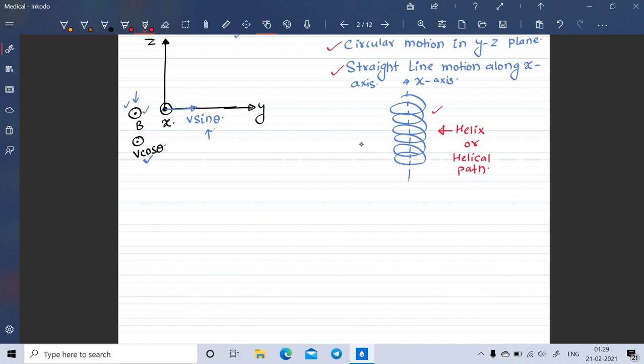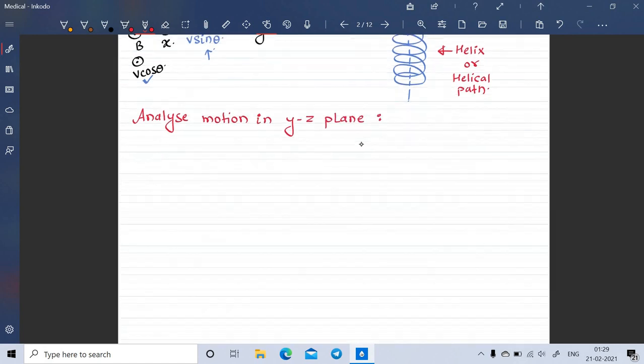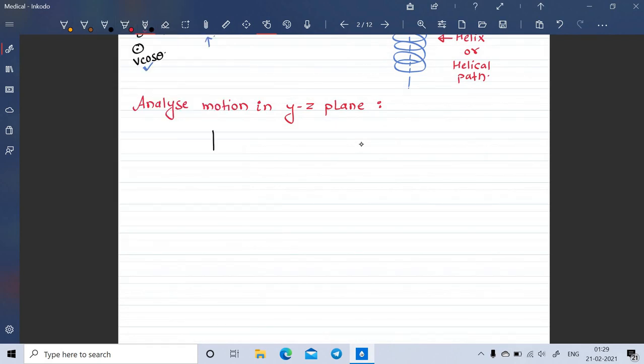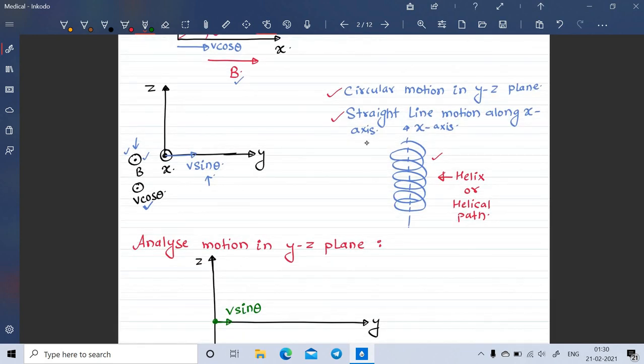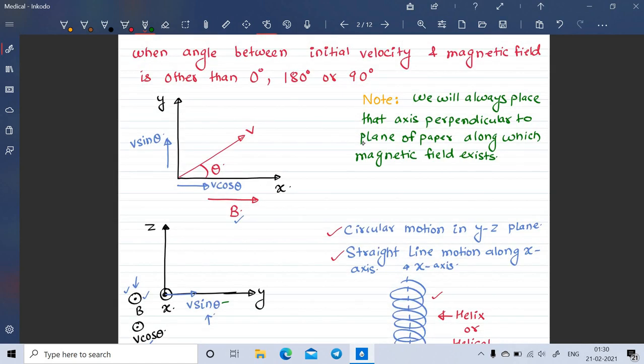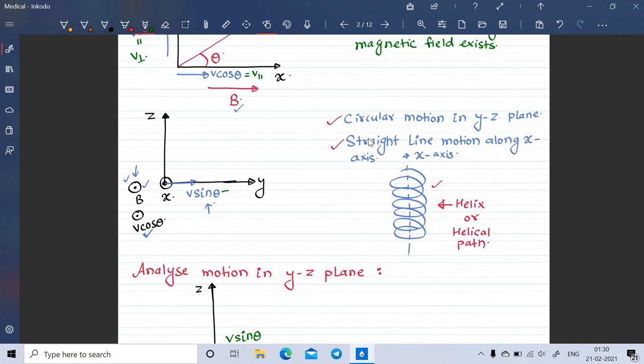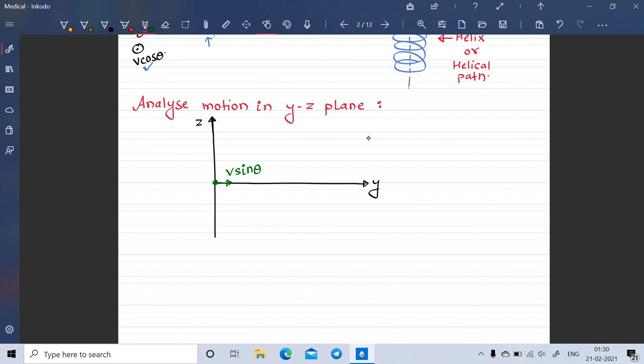First, analyze motion in YZ plane. So what you can do, this v sin theta can also be written as perpendicular component, and v cos theta can be written as parallel component. So this is v sin theta, which is the perpendicular component.